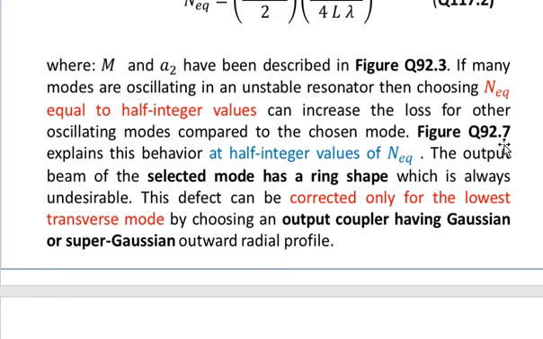Figure 92.7, that is figure number 7 of slide number 92, explains this behavior at half integer values of N equivalent. So let me show you this figure, which I have reproduced in the appendix, that is figure number 92.7.